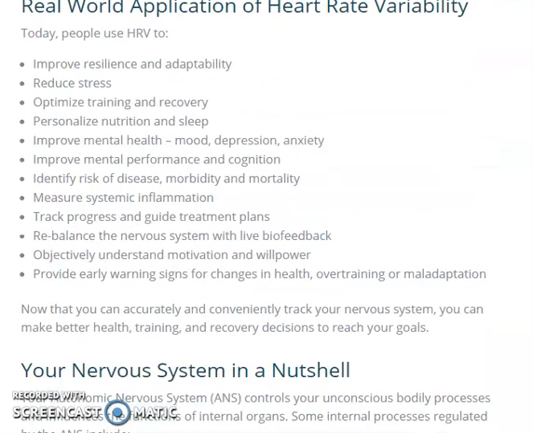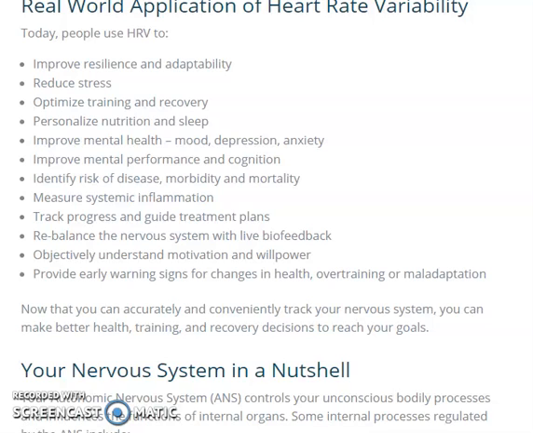So, real world applications of heart rate variability. When we work on developing a strong heart rate variability, or boosting our heart rate variability, we have improved resilience and adaptability in our environment. We have reduced stress. Heart rate variability is lowered profoundly by worrying. So to boost it, we have to work on worrying and thinking about things, and anxiety and all that kind of stuff.